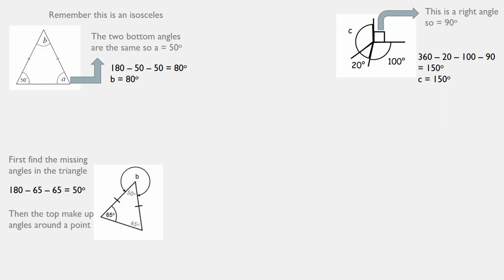Now those up there, they make angles around a point. So round here, that would make a full point. So we'll do 360, take away the 50 that we just found. So B must be 310 degrees.